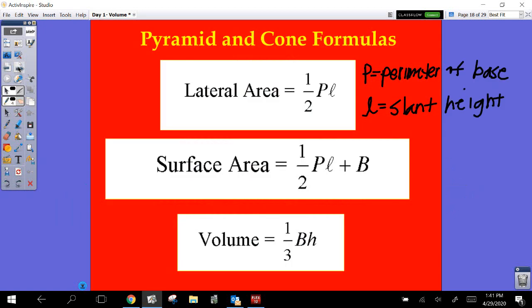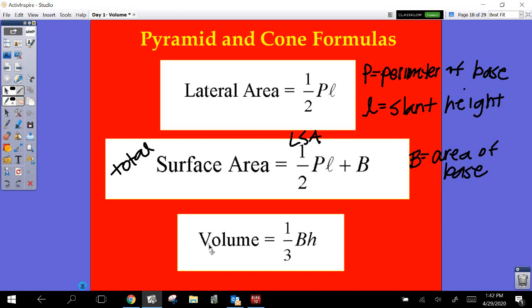And then your surface area, or total surface area, is going to be 1/2 PL. It's going to be your lateral surface area. Plus, instead of 2B, it's just 1B. Why 1B? Because there's only one base. And so, again, B means area of the base.